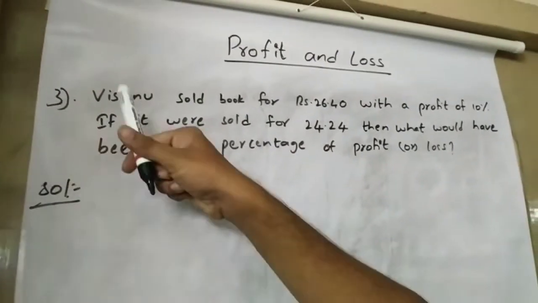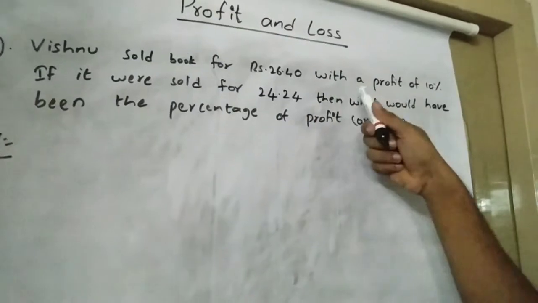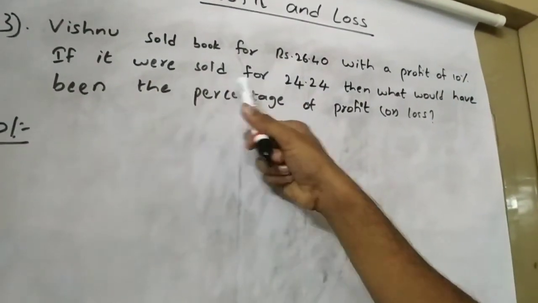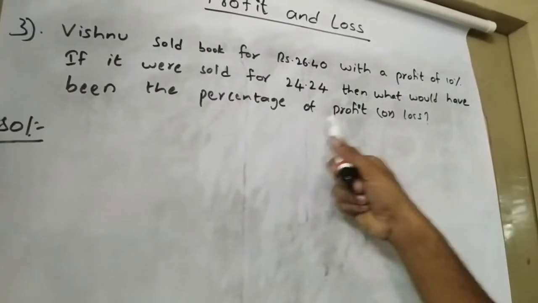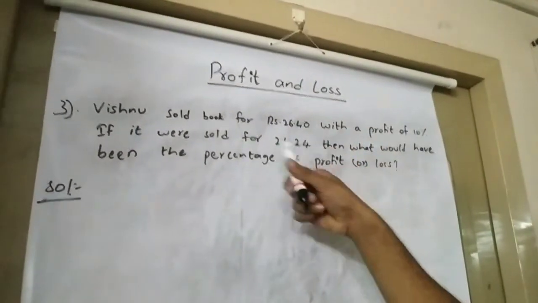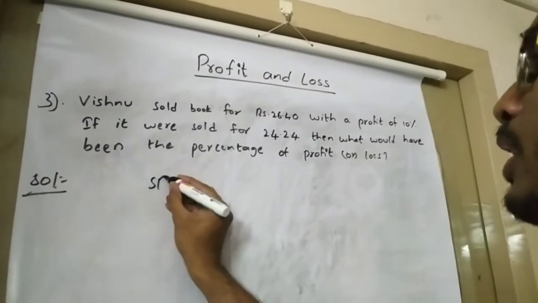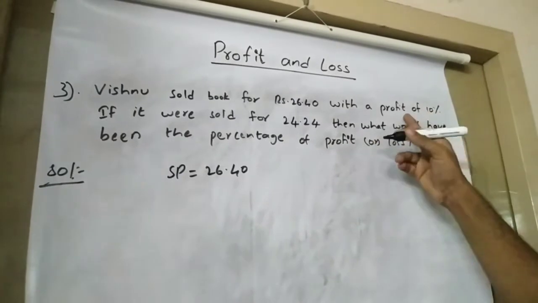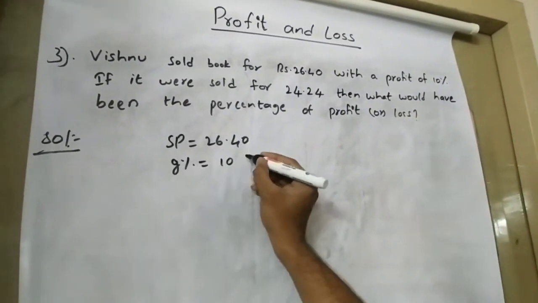Here in this third question, it is given as Vishnu sold a book for rupees 26.40 with a profit of 10%. If it were sold for 24.24, then what would have been the percentage of profit or loss? So split this question into two parts. First, Vishnu sold the book for 26.40, so selling price is equal to 26.40, and profit percent is given as 10%, so gain percent is equal to 10%.